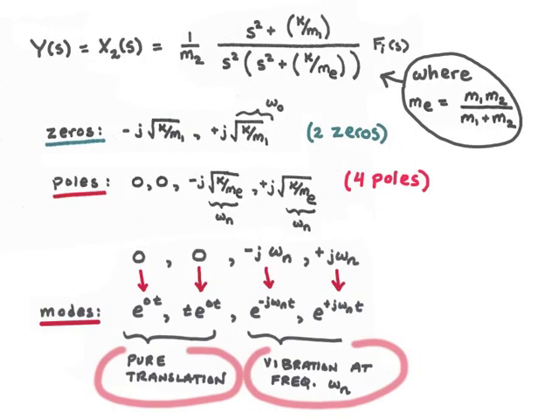So this transfer function has two poles at the origin and a pair of complex conjugate poles at omega n on the imaginary axis. The modes associated with these poles are e to the 0t, t e to the 0t, e to the minus j omega n t, and e to the plus j omega n t. The first two of these correspond to translation of both masses together. The second two correspond to a vibration of the masses at a frequency of omega n.